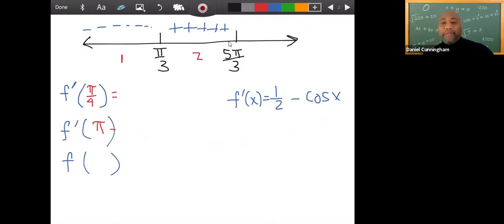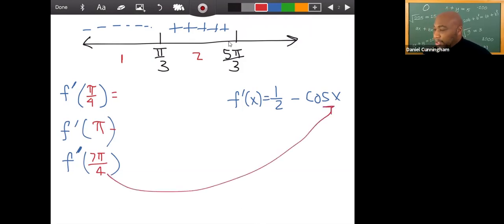And then let's get a value that's greater than 5 pi thirds and plug it into our derivative. Again, this is our derivative we're plugging into. Let me see, 7 pi over 4. You can use other ones, but I'm just going to use 7 pi over 4. That is bigger than 5 pi thirds. If I plug it into this equation, that's going to give me the cosine of that, which is going to be a bigger positive number than 1/2. So in this case, and you can use your calculators, guys, we're going to end up with negative values here.